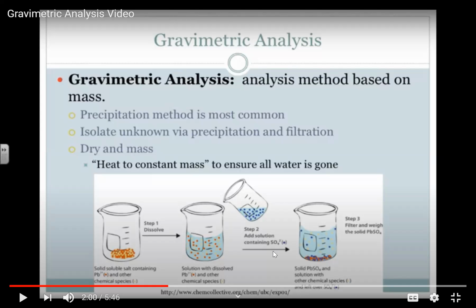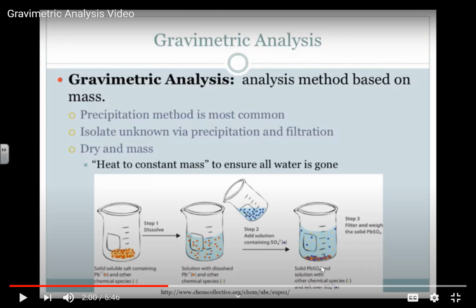When you add the precipitation reagent into your salt solution, it will bind. For example, in this case, the precipitation reagent contains sulfate, which can bind with lead 2+, giving the product solid lead sulfate. So this solid product is the precipitate, or the product of the precipitation process.